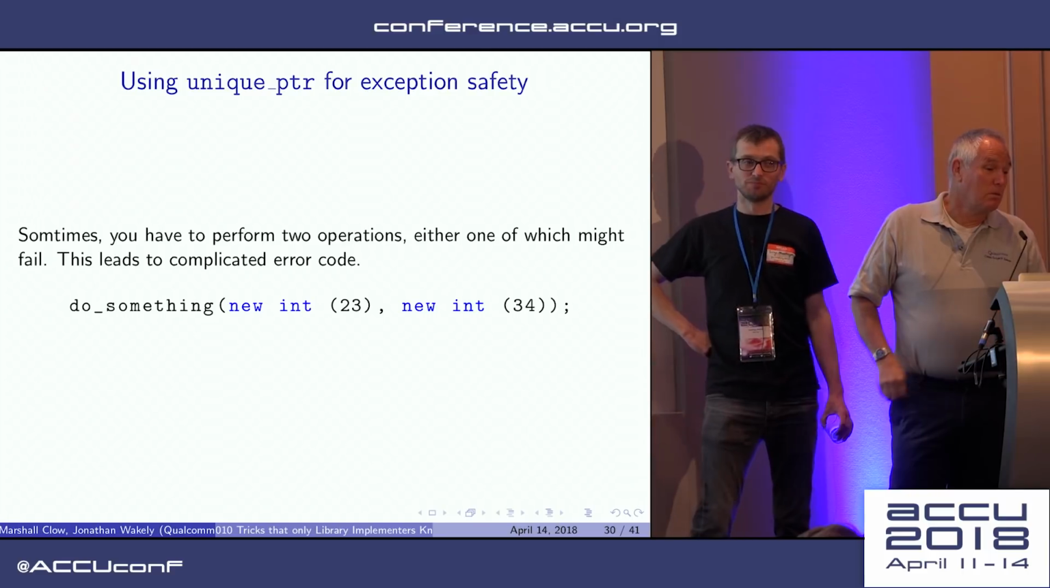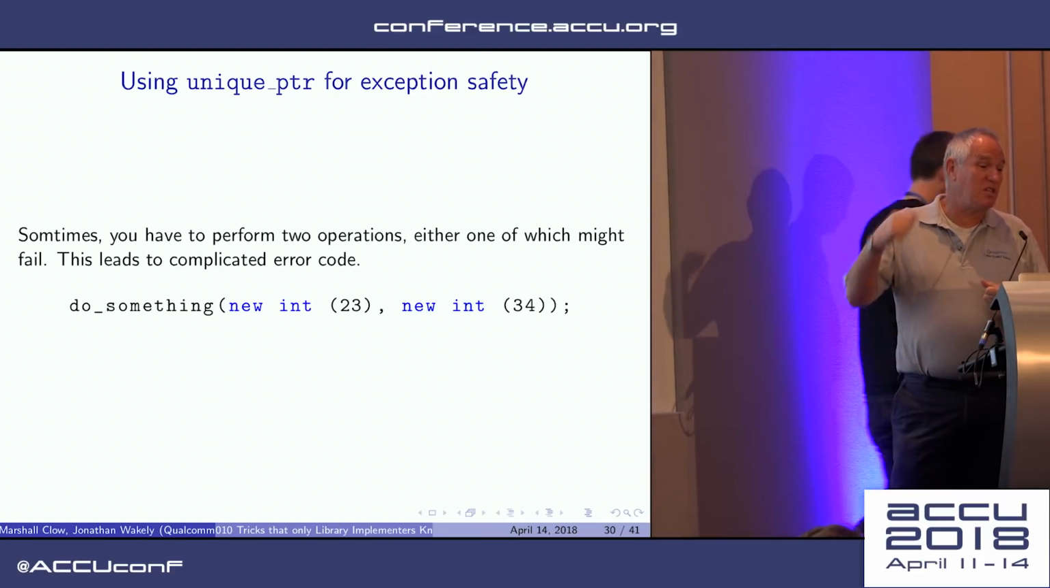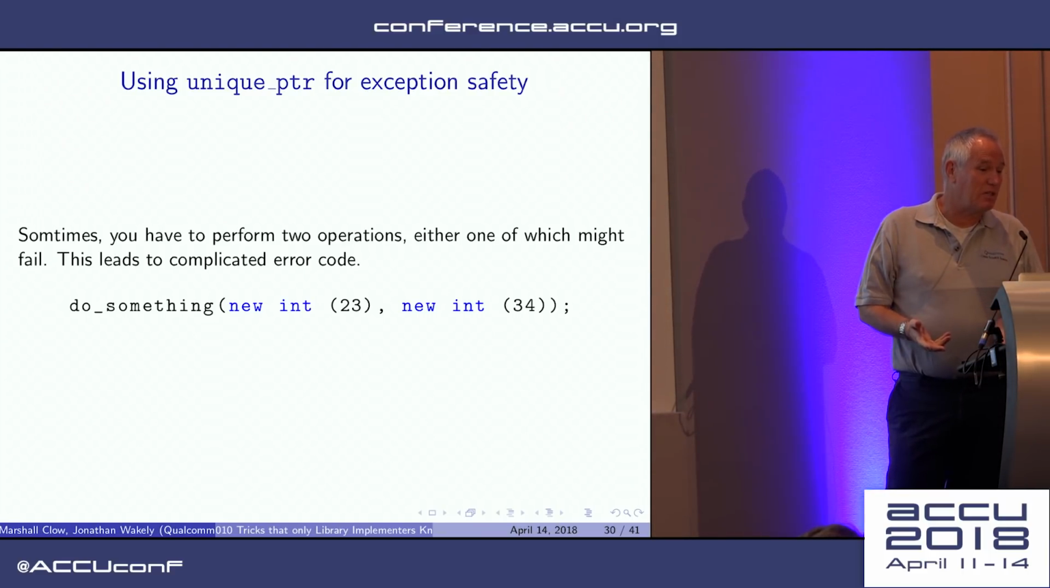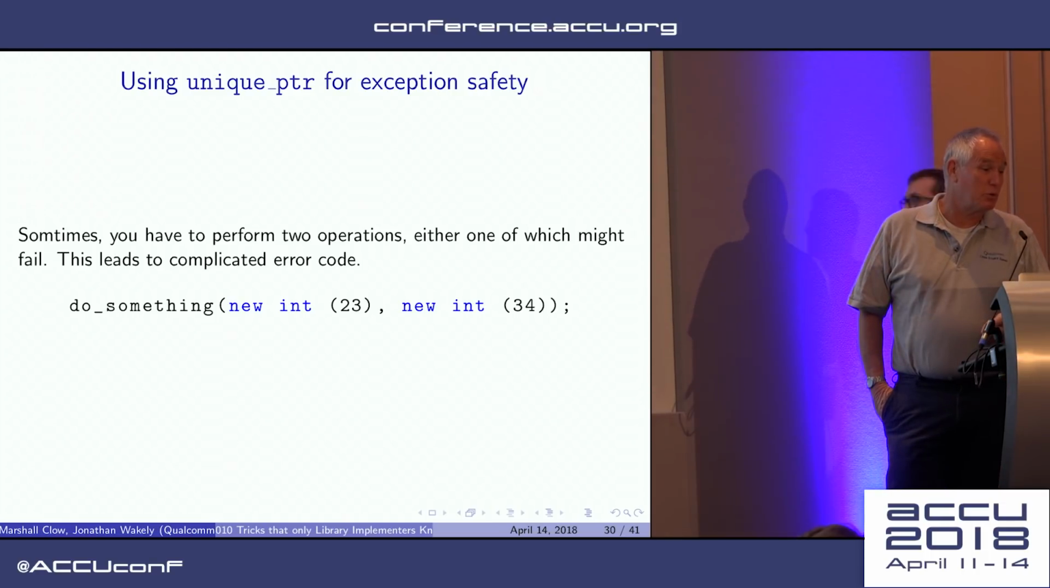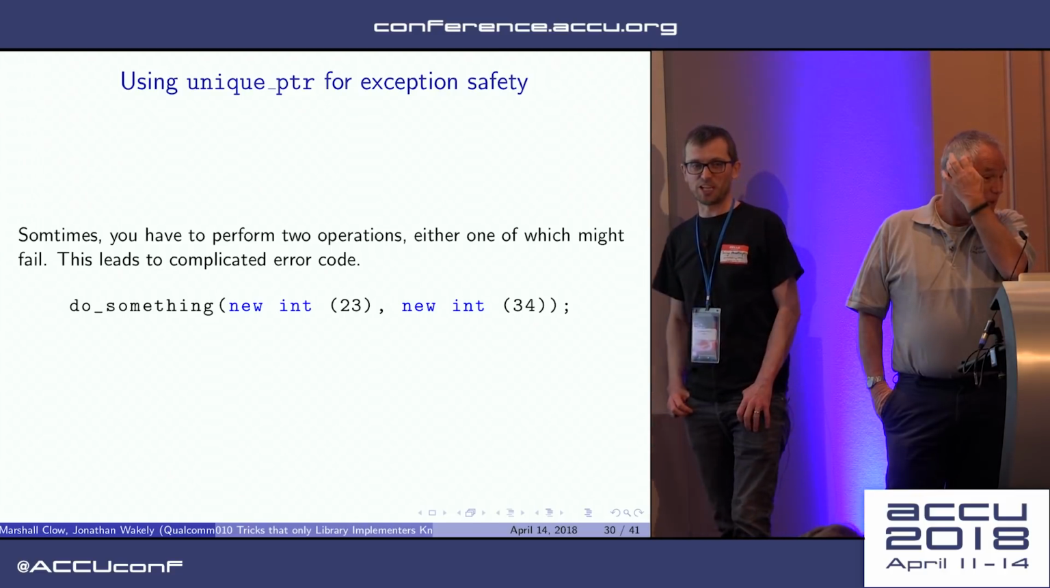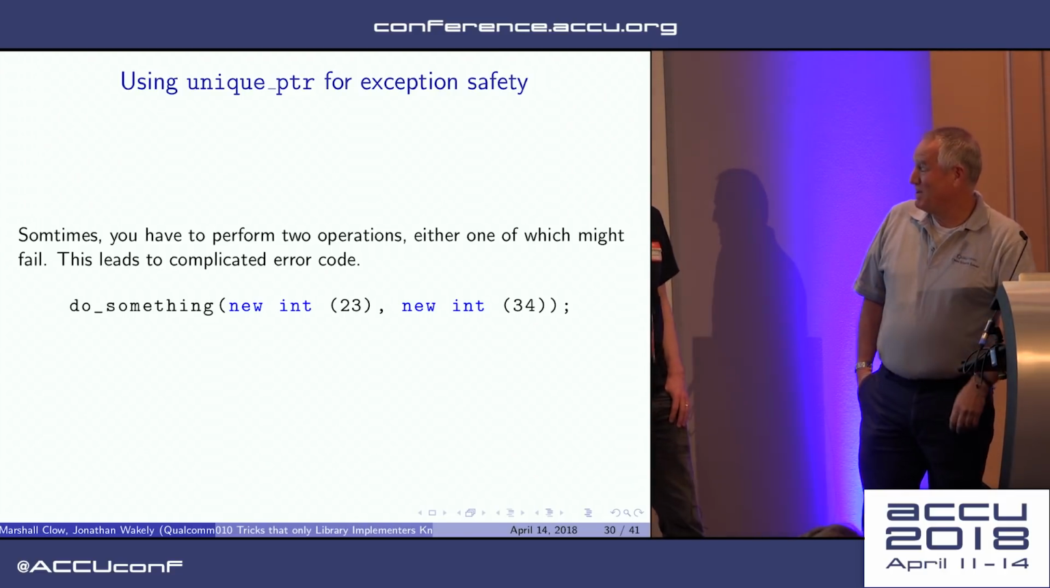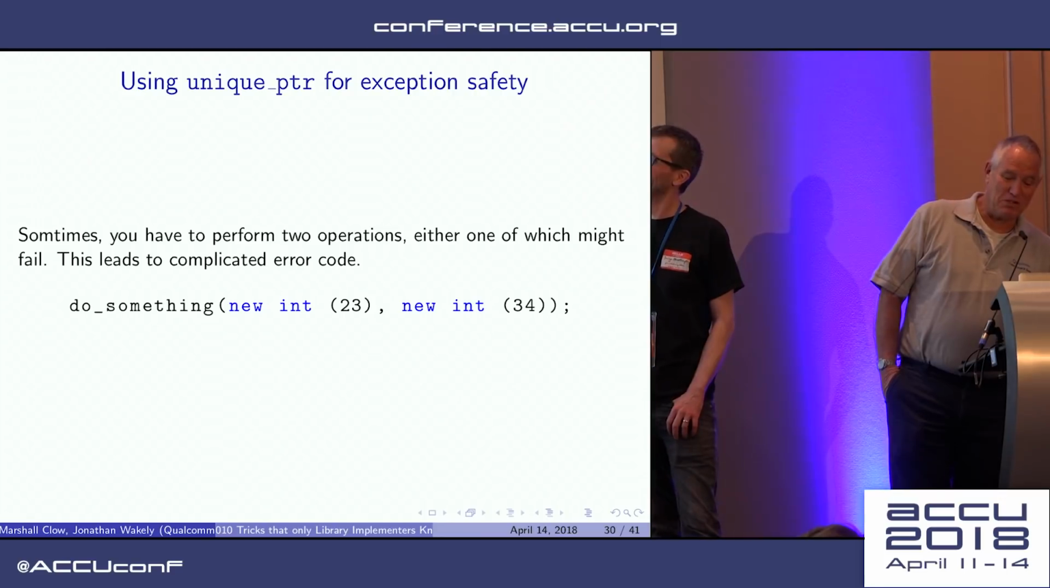The first new could succeed, the second could throw, and suddenly you have a leak. By the way, you have no idea which one is the first one and which one's the second one. Second for some value of second. Yes, right. For some value is first, for some value is second.